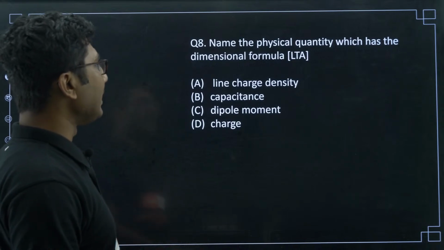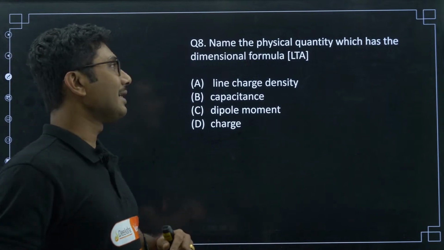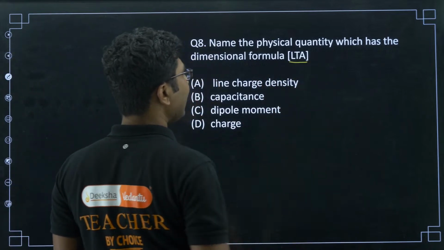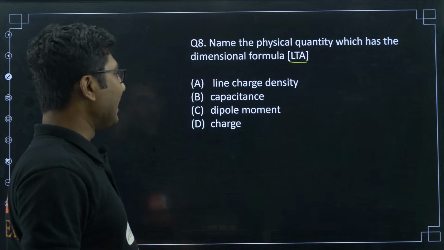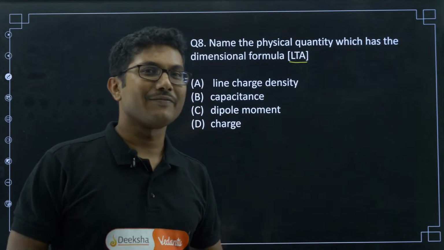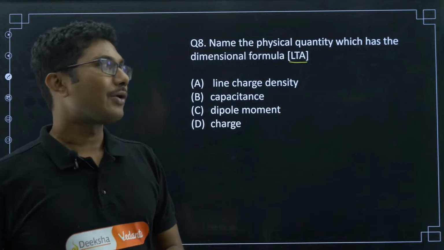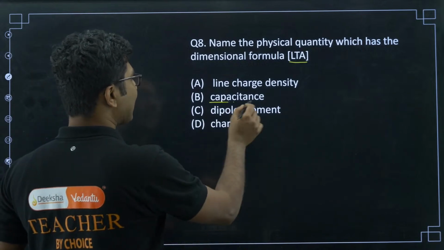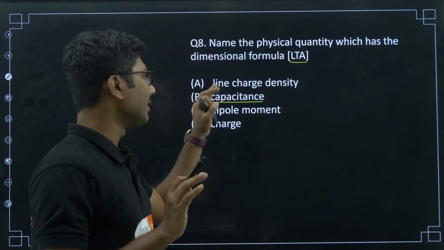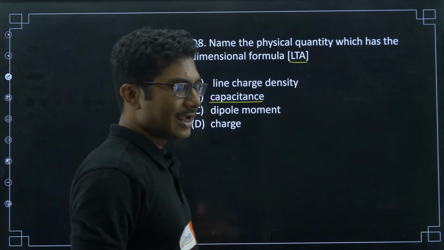Name the physical quantity. This is a tricky question, a little tricky, so answer it after thinking. Name the physical quantity which has the dimensional formula LTA. There is one hint I can give: this question is from the chapter Electric Charges and Fields. So, you can ignore anything which is not from this chapter. Only one option you can ignore, that is capacitance. Capacitance is not from this chapter, so definitely it is not related to capacitance. You have to identify something else, what has the dimensional formula LTA.